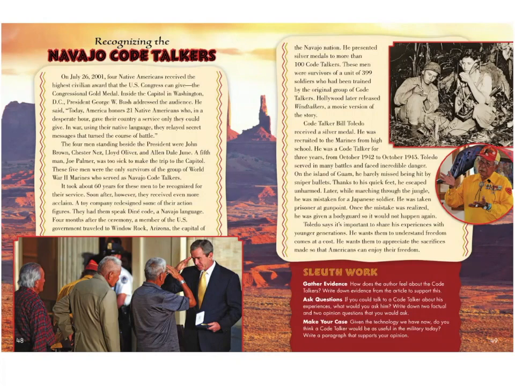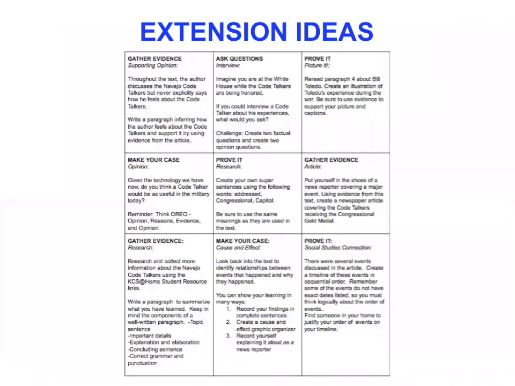Now, as we're reviewing today, feel free to annotate or highlight the text. We have a new purpose for reading today. We're going to complete the first activity in this diagonal here. For the extension activities, I chose to do that diagonally. So let's see what we're doing first. Gather evidence supporting opinion.